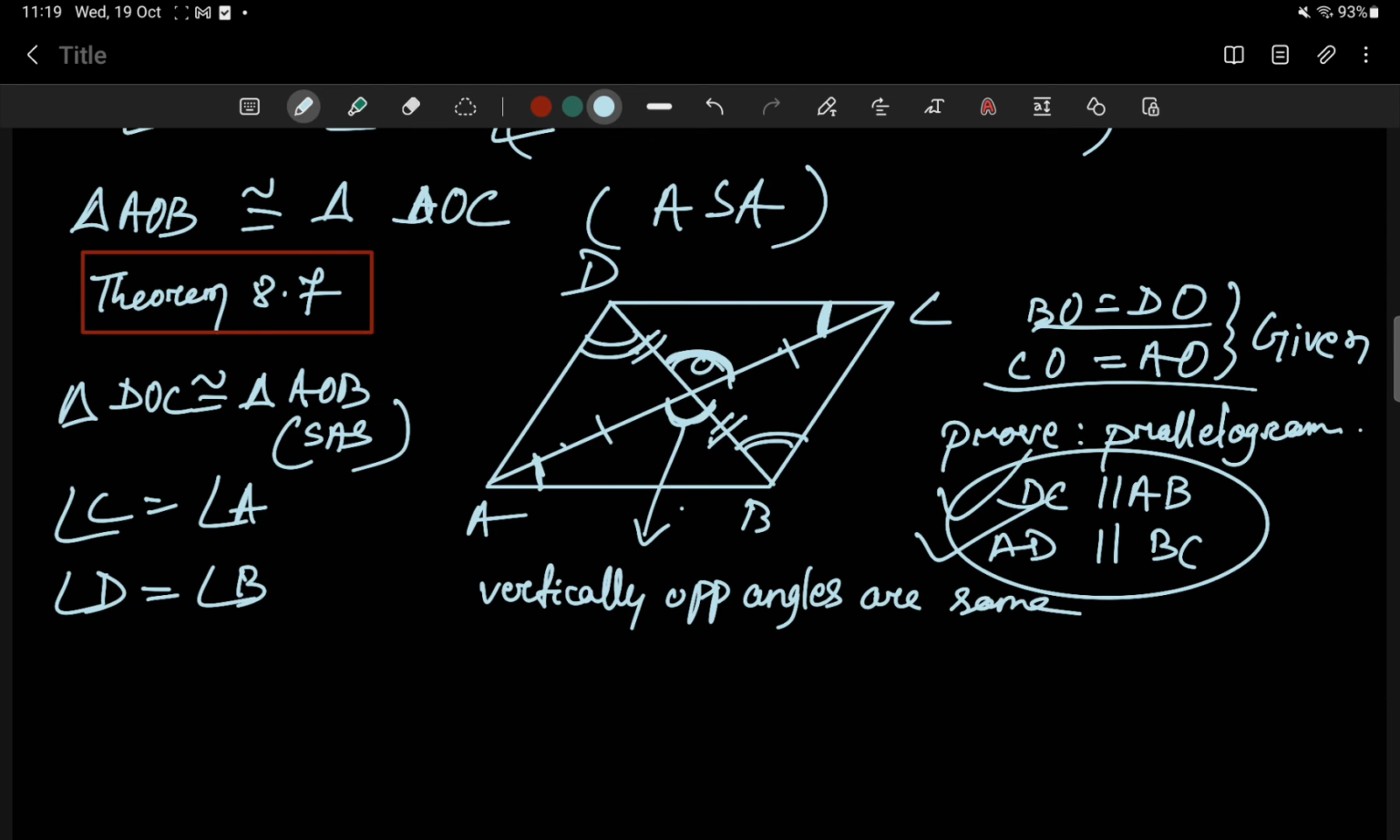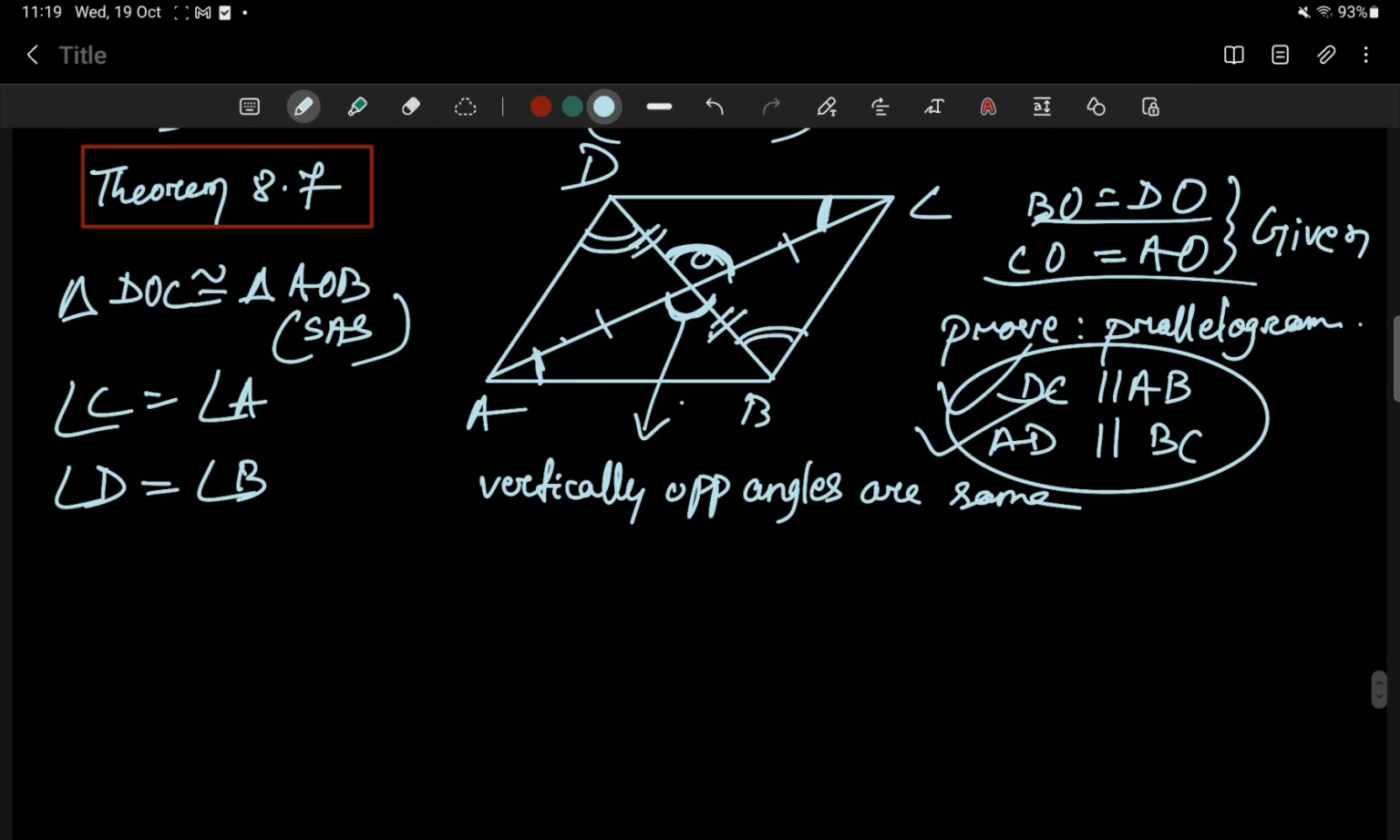So last, we are having a last theorem. The last theorem is: a quadrilateral is a parallelogram if a pair of opposite sides is equal and parallel. Theorem 8.8. It is given that a quadrilateral is a parallelogram if a pair of opposite sides is equal and parallel.